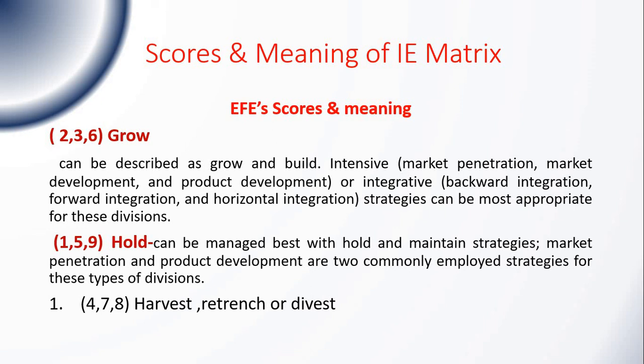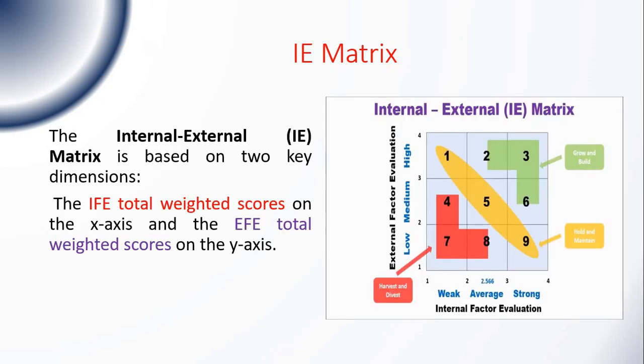The next one is 478: harvest, retrench or divest. Let's go back. In this position 478, internally we are weak and externally opportunities are low. So we are in a situation that we have to just harvest a division of the business, or we have to divest, we have to retrench, or we have to liquidate.